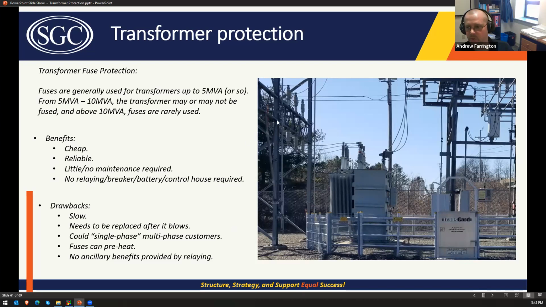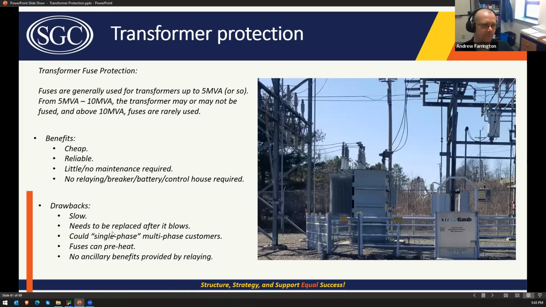Because it's fused, there's no relaying required. There's no high side breaker. You don't need that. You don't need a control house. So this is a perfect example: you've got a fused transformer, and then you've got the 12 kV bus, and there are a couple of reclosers, and that's your entire station. So, excuse me, the drawbacks of a fuse are that they're slower than you generally like.